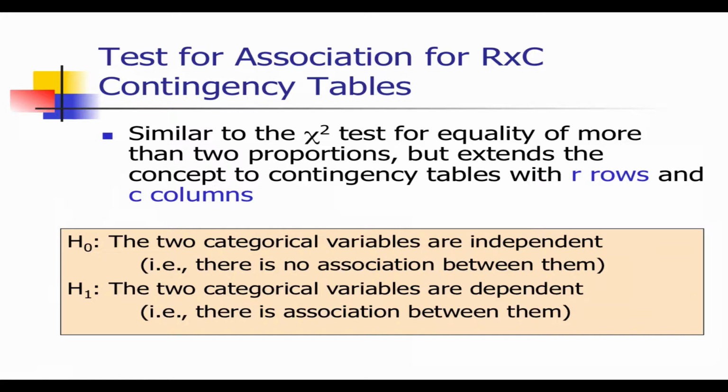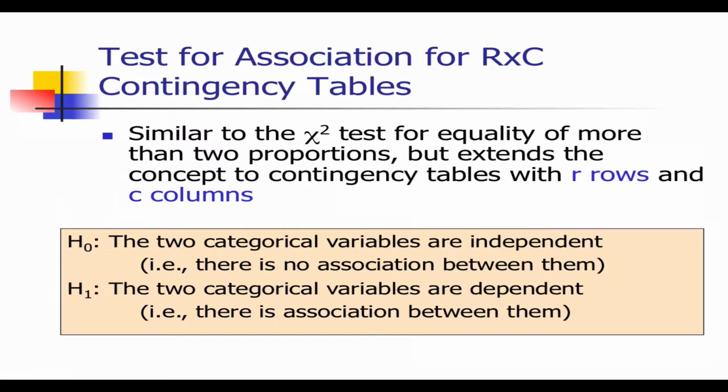In the next section, we want to see that it's not only 2 by 2 tables that you can use the chi-square test for, you can also use it for the more general case where you have R rows and C columns. So essentially, if you have 2 categorical variables and each has more than 2 categories, you can still use a chi-square test, and the hypothesis is all the same.